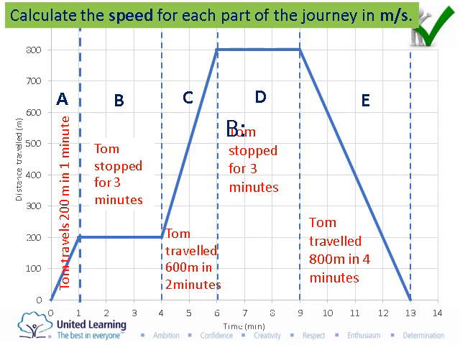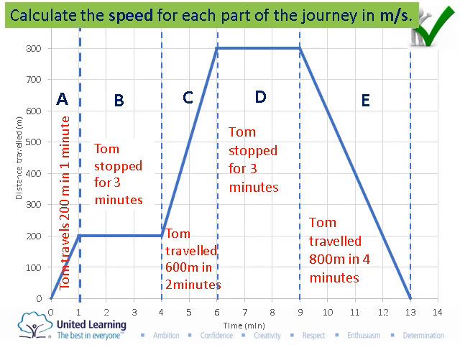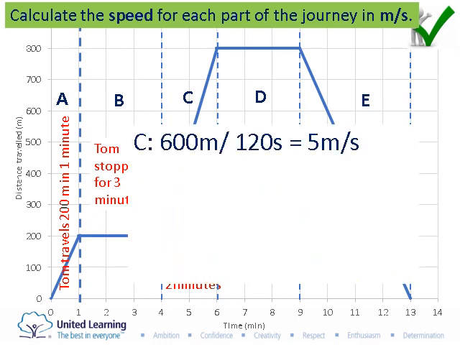If we look to the answer, we already said that B was 0 meters per second because it's covered 0 meters. That's why I didn't want you to do that one, because we've already discussed it. Part C, well, we identified that it covered 600 meters and it took him 2 minutes. If 1 minute is 60 seconds, then 2 minutes must be 120 seconds. So 600 divided by 120 equals 5 meters per second for part C. So we can see there that he's traveling much quicker at part C than he was at A. A was 3.3, C is 5.